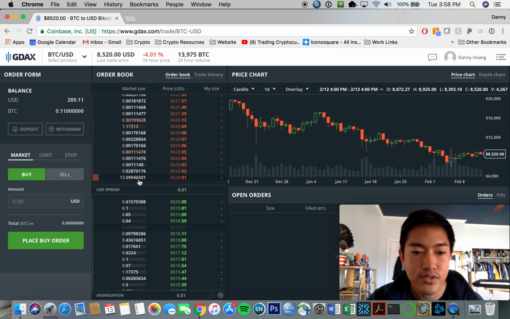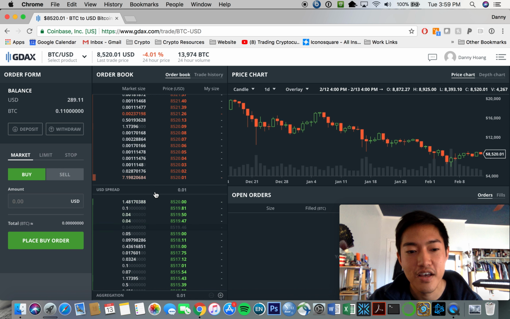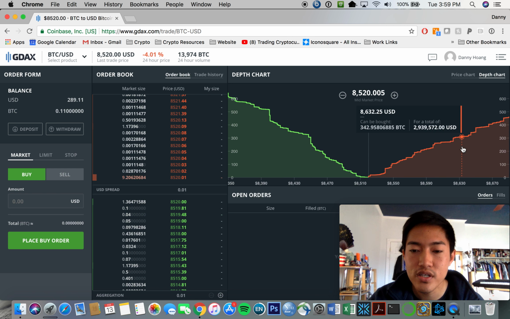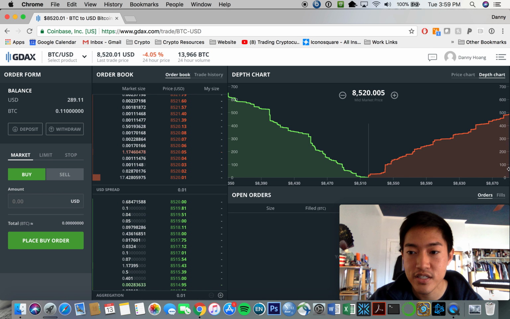That means somebody right here is selling their Bitcoin at 8,520 and they're selling about 8.7 of them. And there's somebody trying to buy a Bitcoin at 8,520 as well. And there's a 1 cent difference between the two. You can see the open orders reflected in the depth chart here.